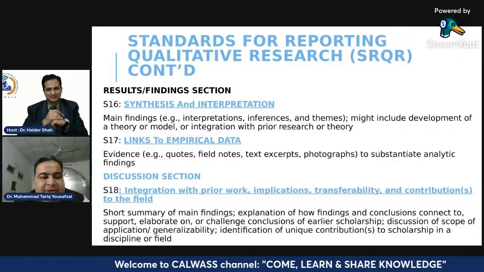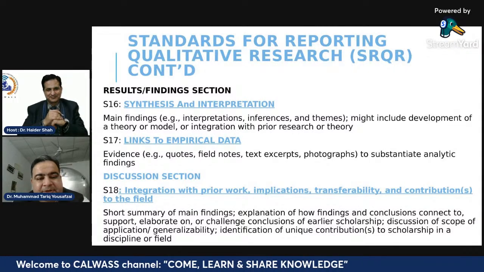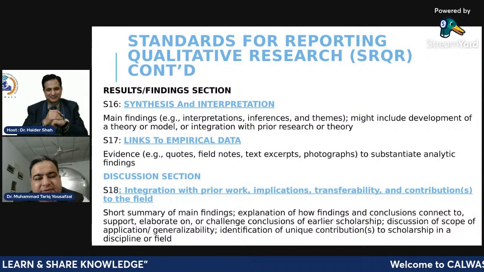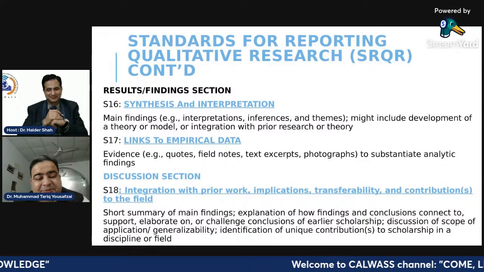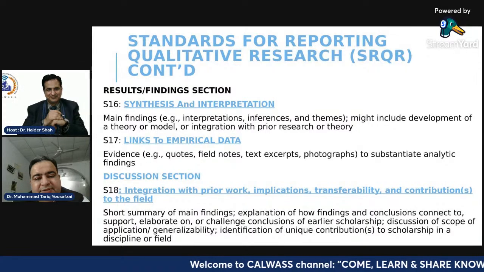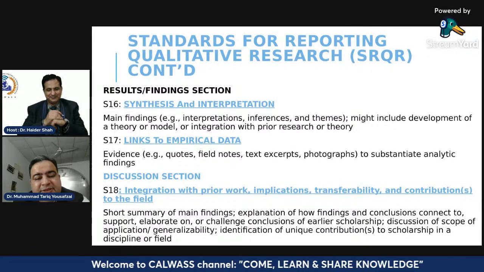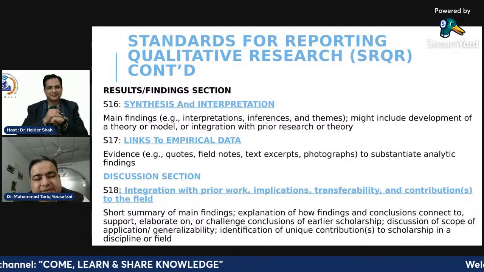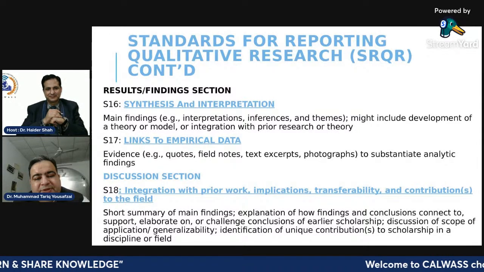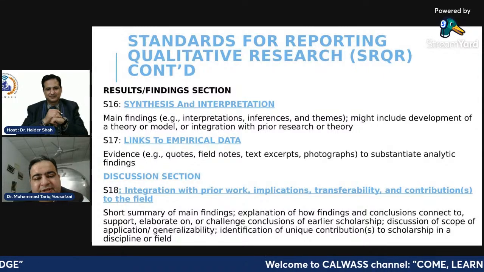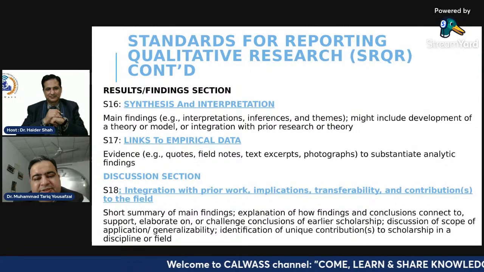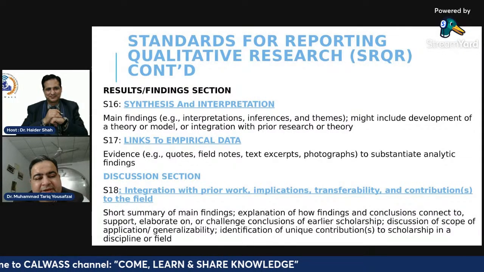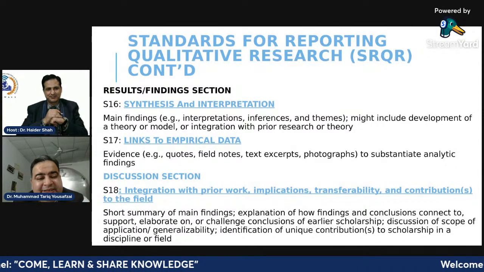Then synthesis and interpretation. Obviously, main findings, interpretations, inferences, and themes might include development of a theory or model or integration within grounded theory studies. We come up with a logic diagram, storyline, or a framework, which act as a stepping stone towards development of a substantive level theory, which can be in the form of proposition, recommendations, or as I have said, a framework. Then you try to make links to empirical data.